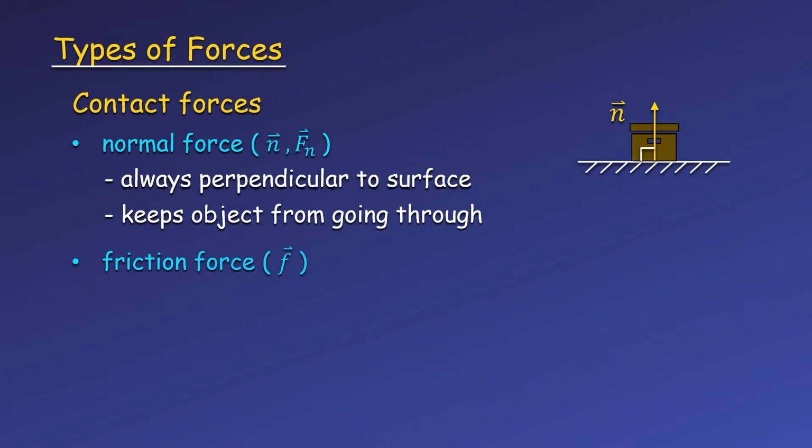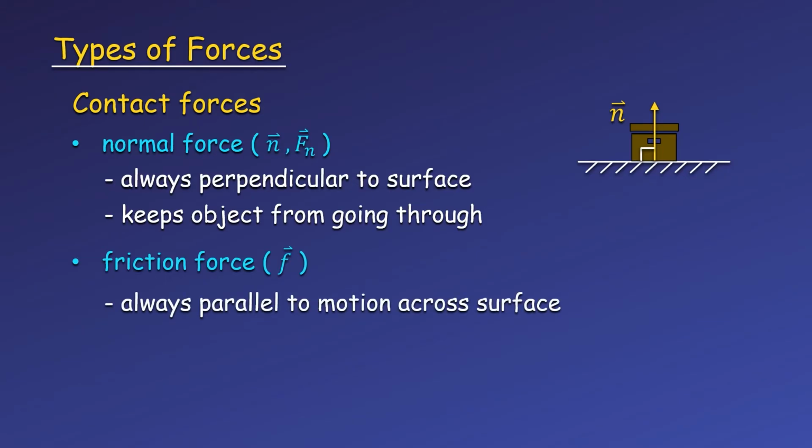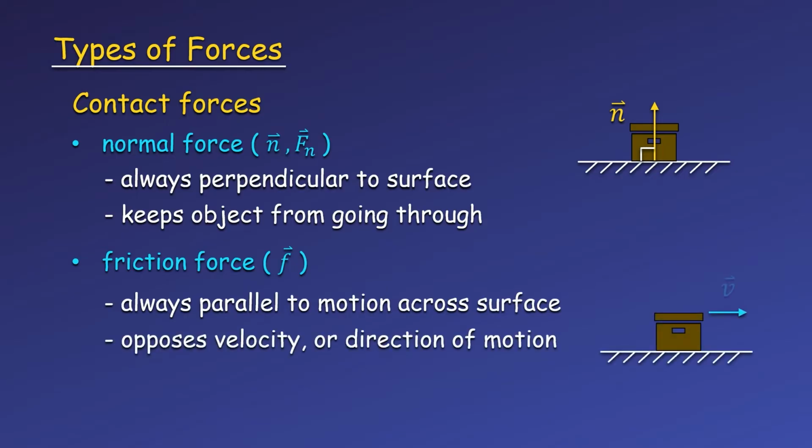The next force is friction, or frictional force, which we write with a lowercase f. This is the force that slows us down when we're moving across a surface. The direction of friction is always parallel to the surface because if an object is moving or sliding across the surface, friction will oppose that motion. So friction is always opposite of velocity in terms of direction.